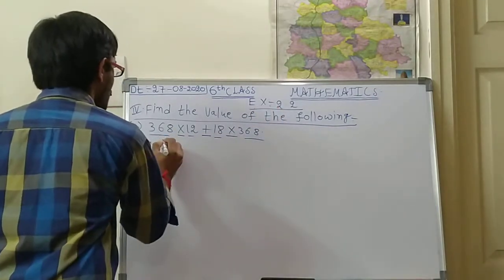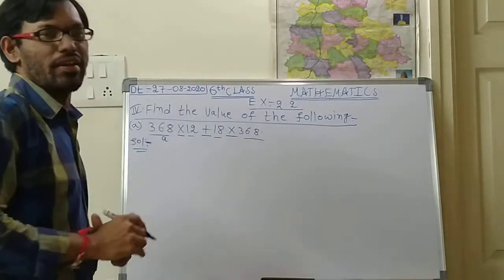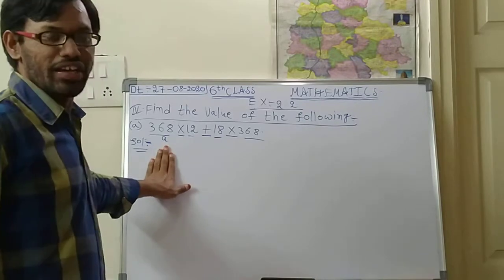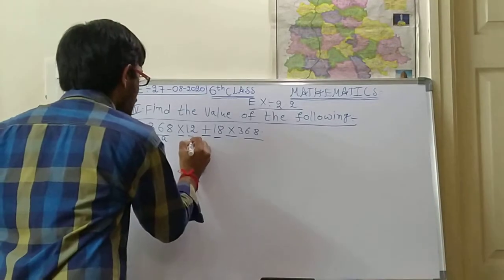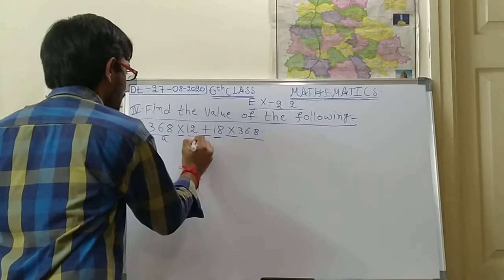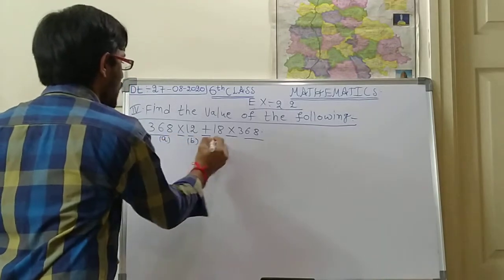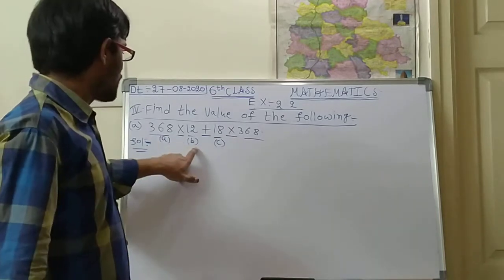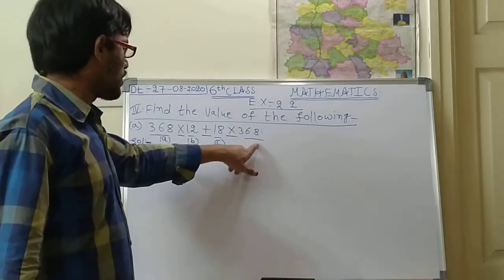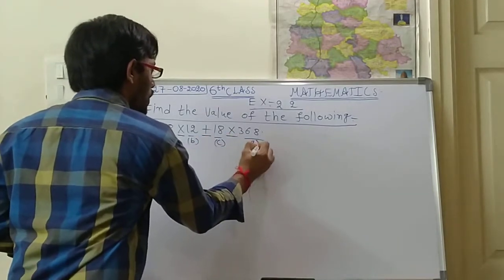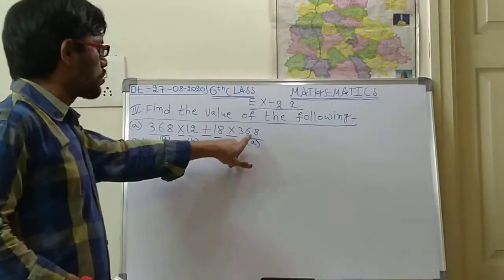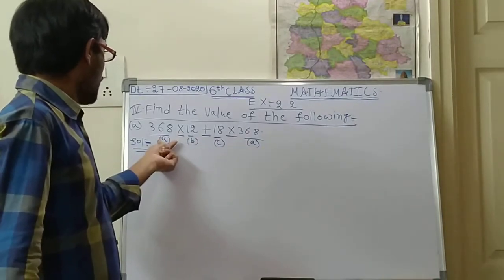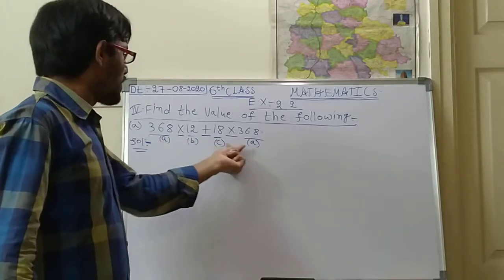Let us assume that 368 is A. Next, 12 is a different number, so this is B. Next, 18 is C. And this is also 368, so this is also A. So here 368 is A, and here also 368 will be A. So it looks like A into B plus C into A.